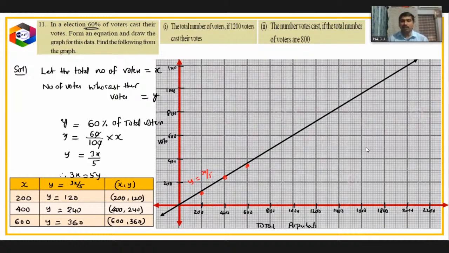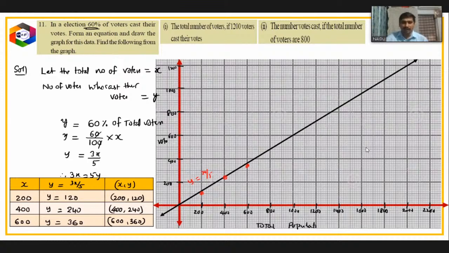If 1200 people have exercised their right to vote, how many are the total voters? Here total voters or total population is on the x-axis and those who cast their vote is on the y-axis. So we have to take the y-axis straight at 1200. Where does it intersect the line? There, straight to the x-axis, what is the value? Observe, children, from the graph we are going to calculate.